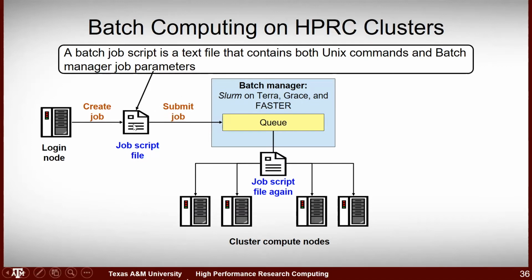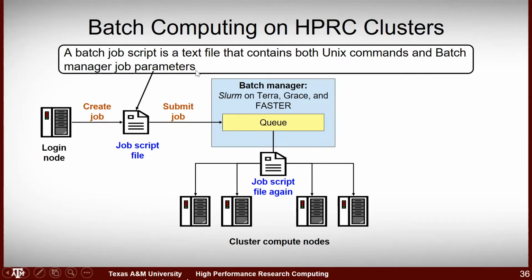And then we have an operation where we submit it to the batch manager, which is Slurm. And Slurm then reads the script file and tries to understand what it was you wanted. So what goes in there? The batch job script is a text file that contains both Unix commands, or shell commands, I should just say shell, and batch manager job parameters.